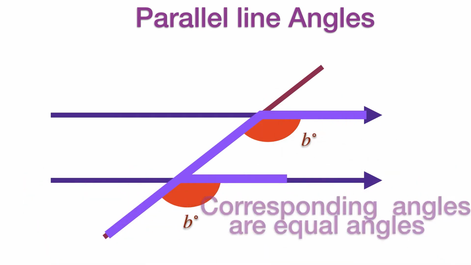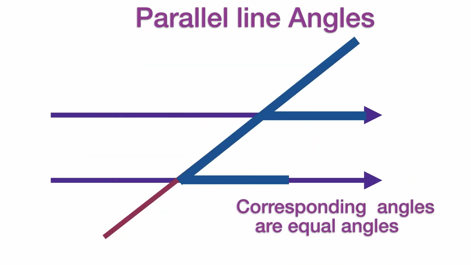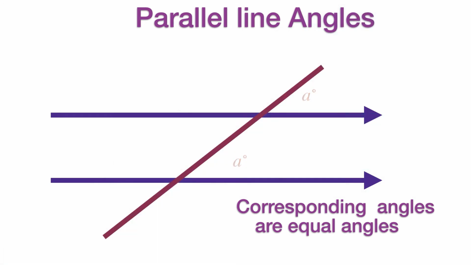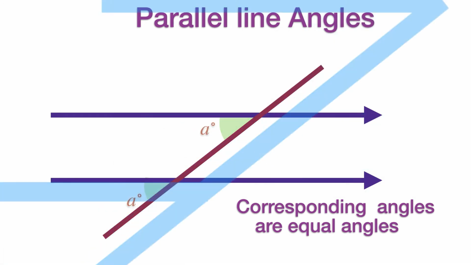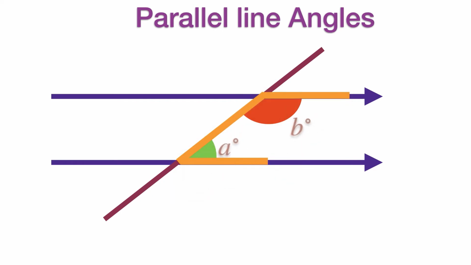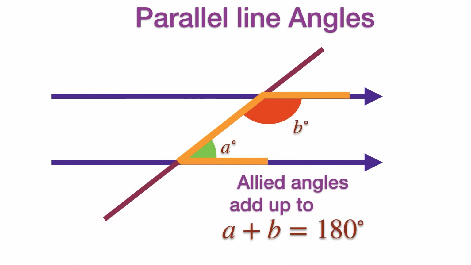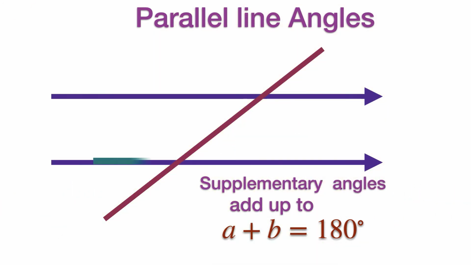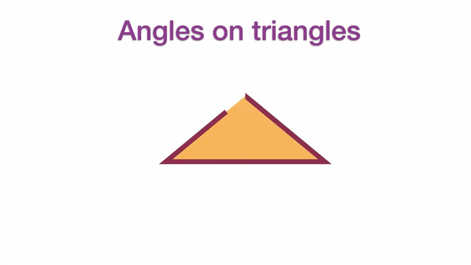The second angle type is the corresponding angles. These are always equal and they come in various forms of the letter F. And finally, the third parallel line angle is the allied angle. These angles are also sometimes known as co-interior or supplementary angles. These angles make up the various forms of the letter C and they add up to 180 degrees.